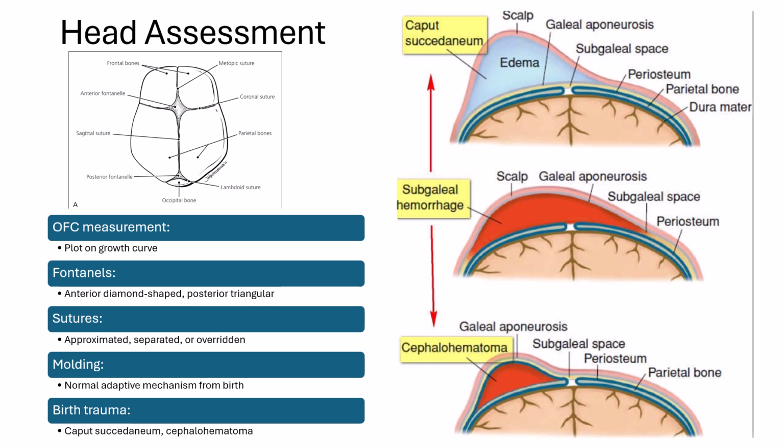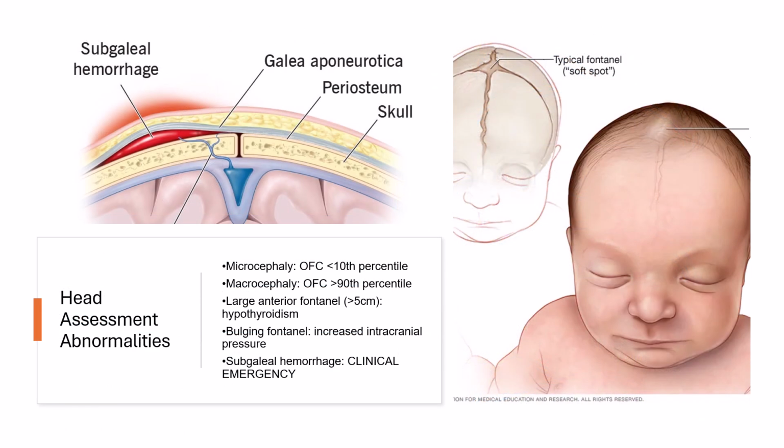You should also recognize birth trauma, like caput succedaneum, diffuse scalp edema that crosses suture lines, and cephalohematoma, subperiosteal bleeding confined by suture lines. Head assessment abnormalities are high-yield exam topics.